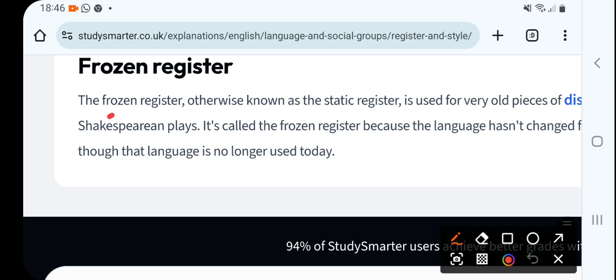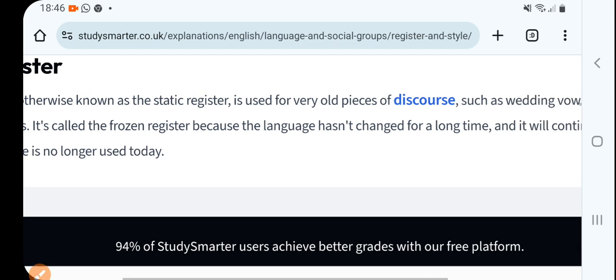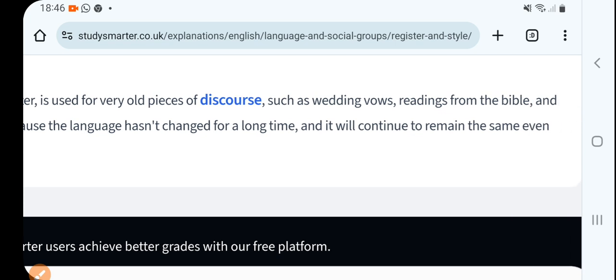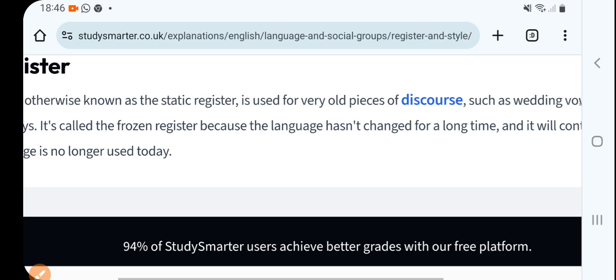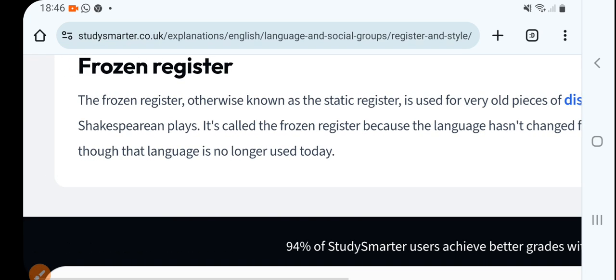The frozen register, known as the static register, is used for very old pieces of discourse, such as wedding vows, reading from the Bible, and Shakespearean plays. It is called the frozen register because the language has not changed for a long time, and it will continue to remain the same even though the language is no longer used today, right? So that is the frozen register.